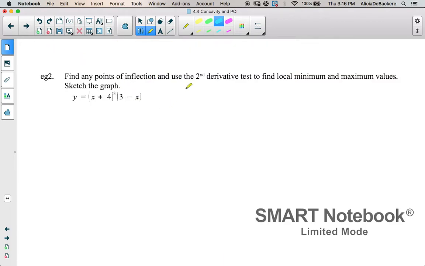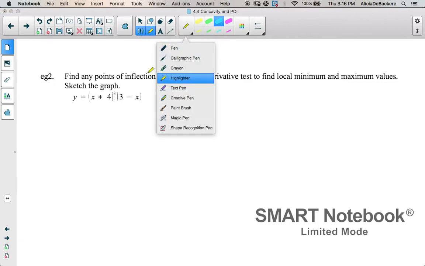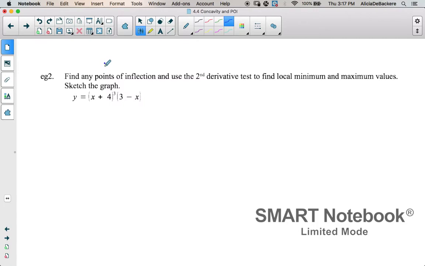All right, so let's do an example. We're going to find any points of inflection, and then we're going to use the second derivative test to find the local minimum and maximum values. Now, I'm doing two different things here. So sometimes the work I'm doing is related to finding the points of inflection, and sometimes it's related to using the second derivative test to find the local maximum and minimum. So there's two different things that they're asking me to do, and I'll try and label which work I would do for each question.